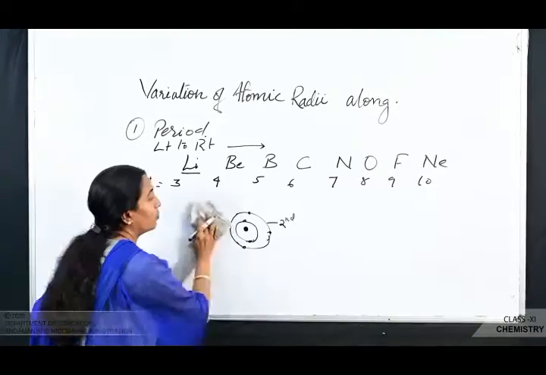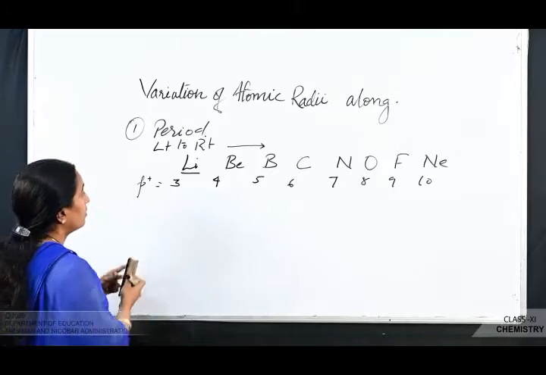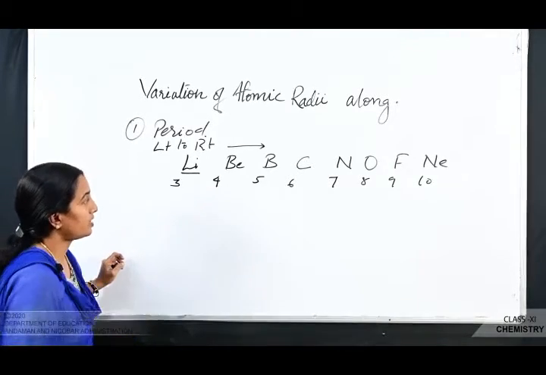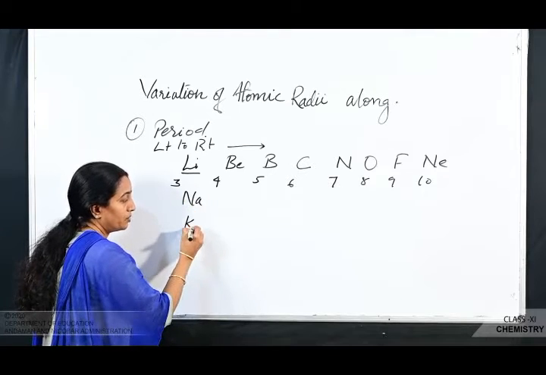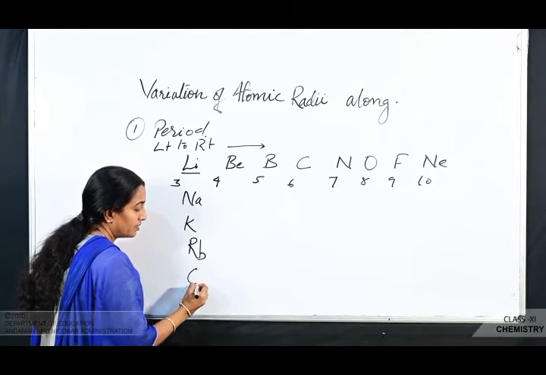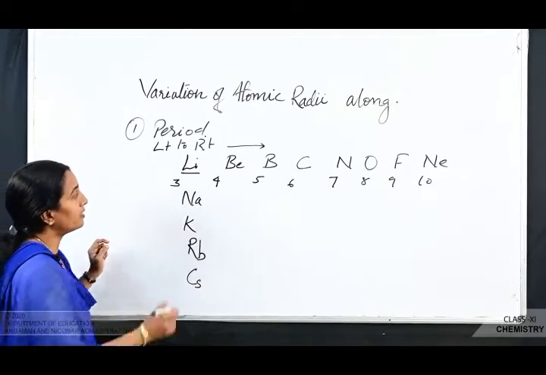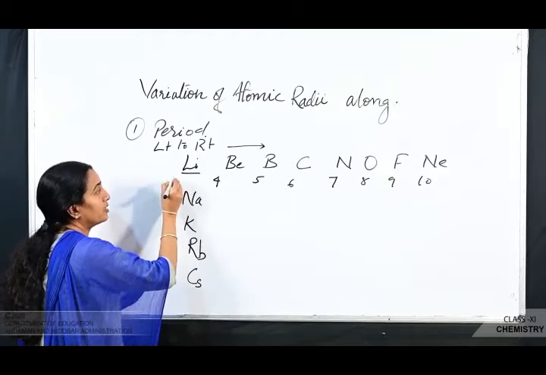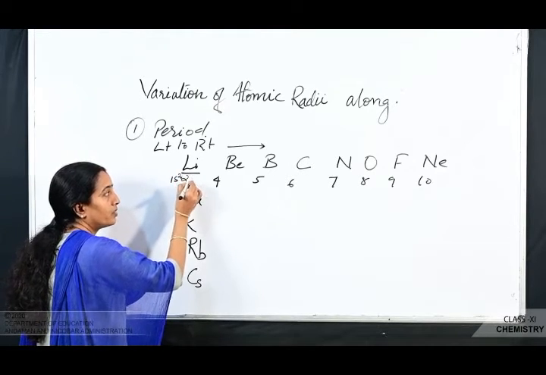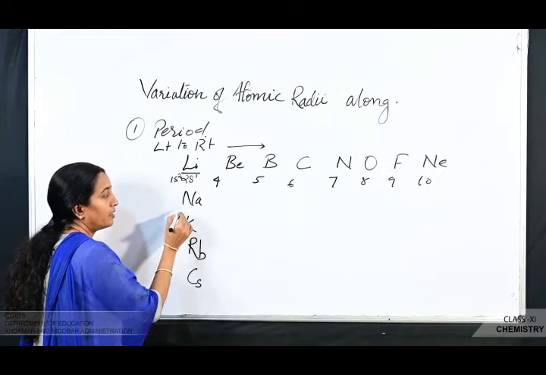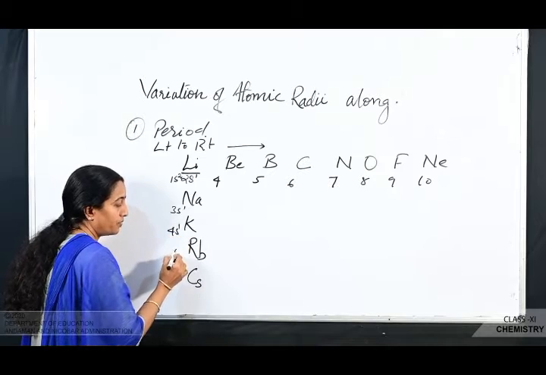Now we'll see what happens along the group. Now I'm writing for the group: lithium, sodium, potassium, rubidium, cesium, and francium, that is a radioactive element, leave that. Now we'll see the electronic configuration here. It is 1s2 2s1 for lithium, which belongs to the second period, and here it is 3s1, third period, then fourth, 4s1, 5s1.